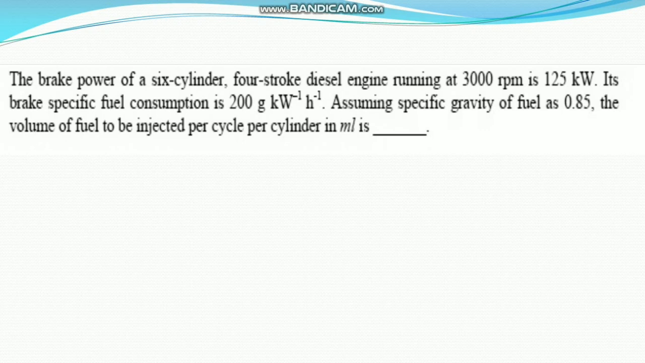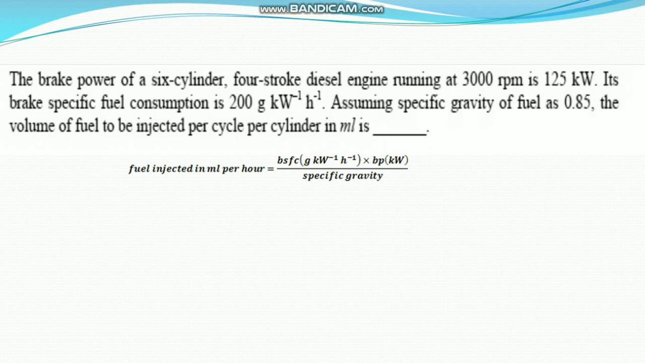Next question: the brake power of a 6-cylinder four-stroke diesel engine running at 3000 rpm is 125 kilowatt. Its brake specific fuel consumption is 200 gram per kilowatt per hour. Assuming the specific gravity of fuel is 0.85, the volume of fuel to be injected per cycle per cylinder in milliliter is how much? Basically, the fuel injected in milliliter per hour is needed, because it is given in gram per kilowatt per hour, so you have to convert it into milliliter, because the answer is to be in milliliter.